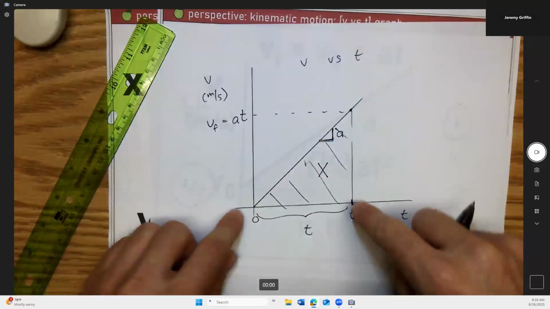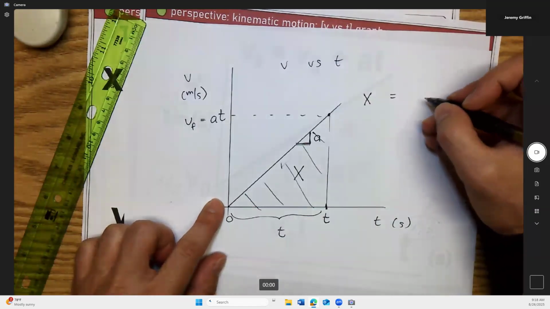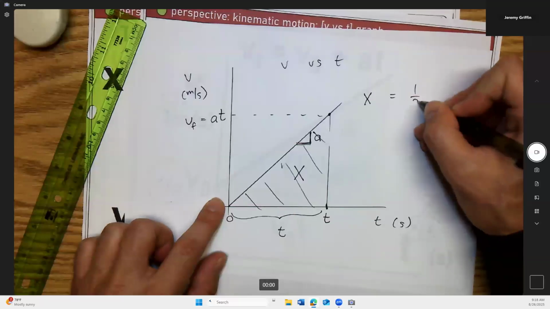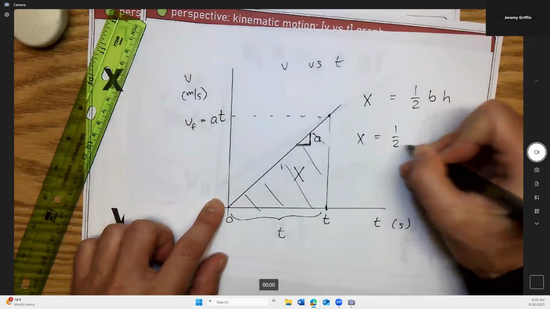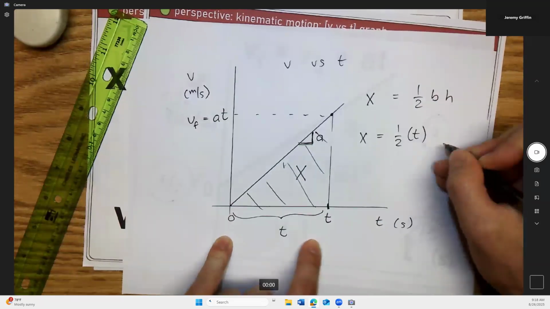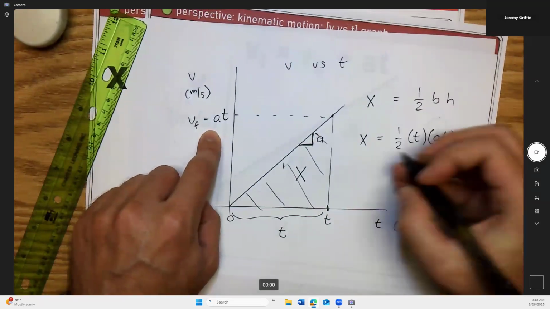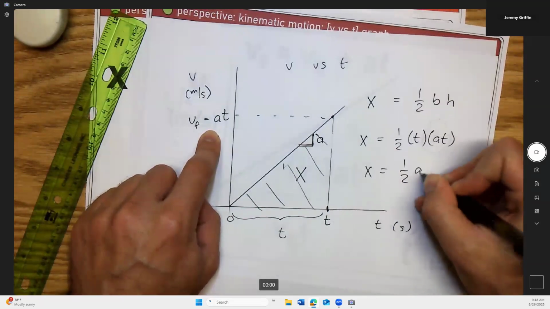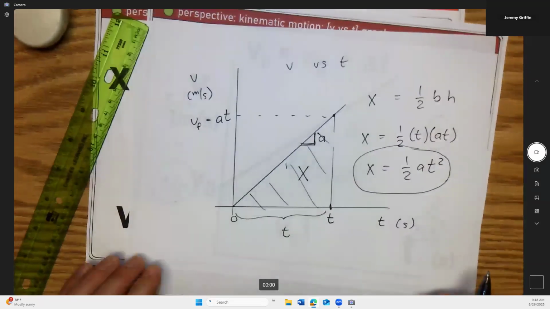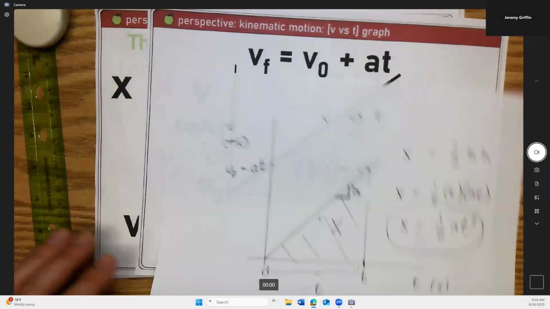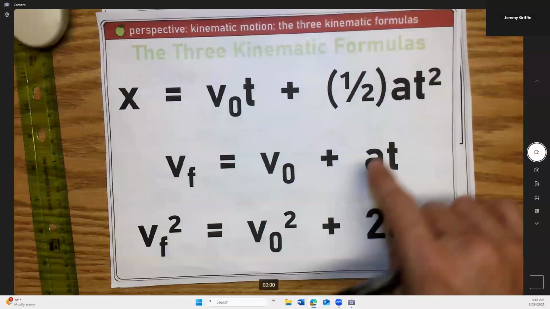So the area of this triangle, which I'm calling x for displacement. What's the area of a triangle? It's what times what times what? 1/2 base times height. And the base is some value t, and the height is a times t, isn't it? You guys see that? Put it all together: x is 1/2 at squared. As long as you start from rest, or if you just look at the triangle bit, it's 1/2 at squared. And that is going to be this top one right here. So we derive this middle one first, then we move to the top one.